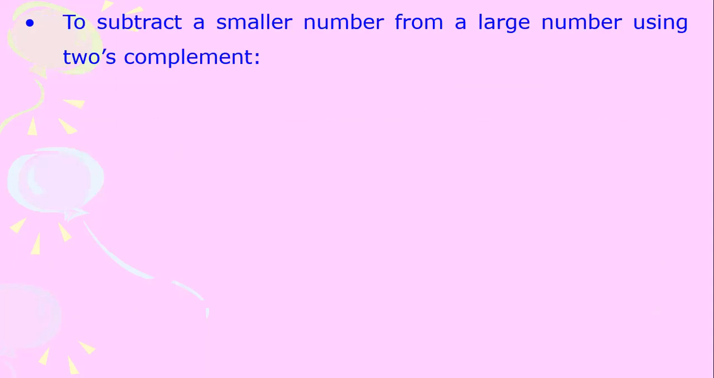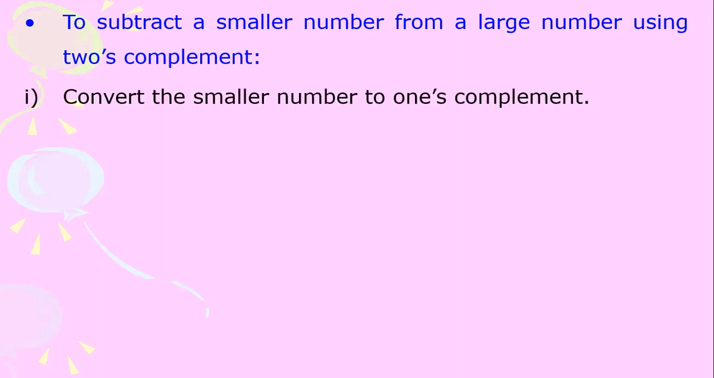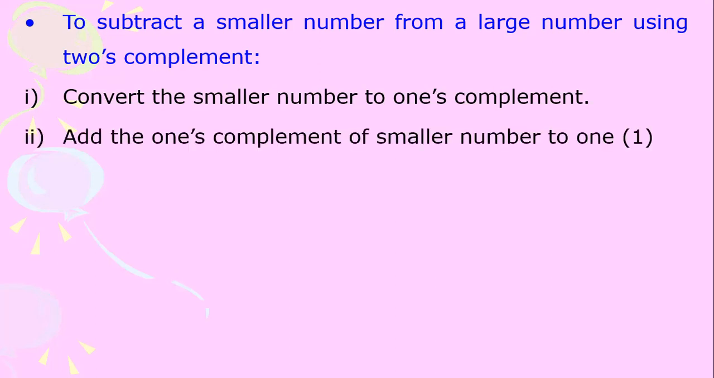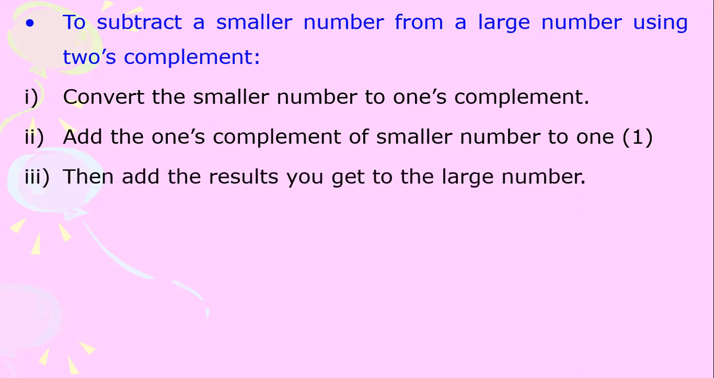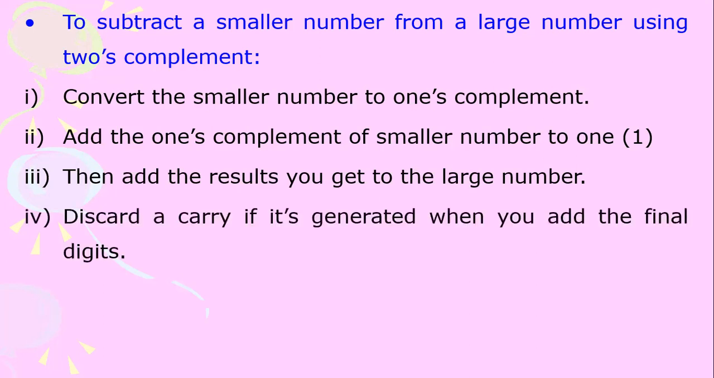To subtract a smaller number from a larger number using 2's complement, proceed as follows. Number 1, convert the smaller number to 1's complement. Then add 1 to the 1's complement of the smaller number. Then add the result you get to the large number. Number 4, discard a carry if it is generated when you add the final digits.